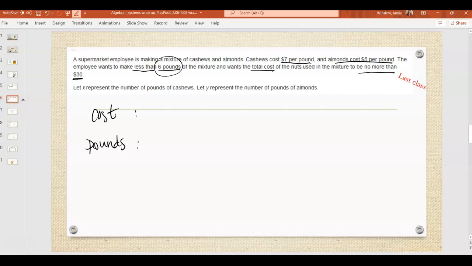So just like the last one, we know the cost one is $7 per pound. Cashews is X right here. Plus $5 per pound, almonds is Y.